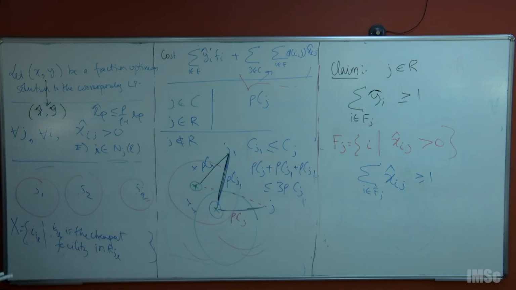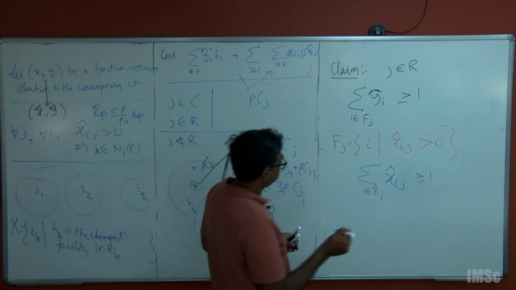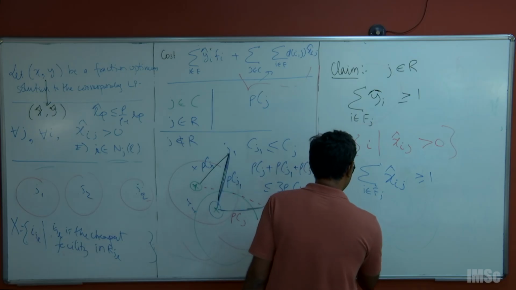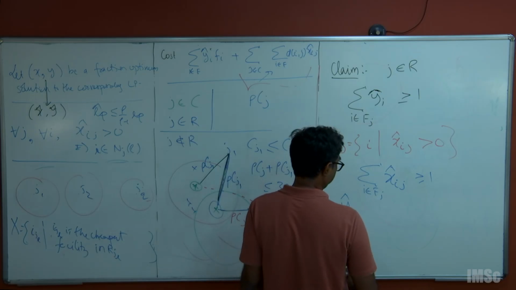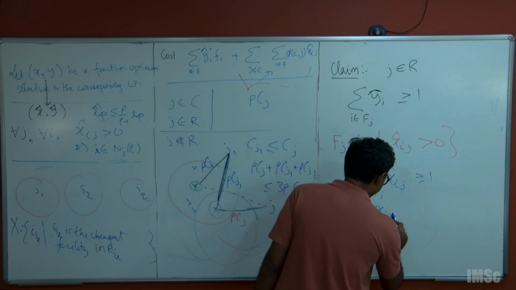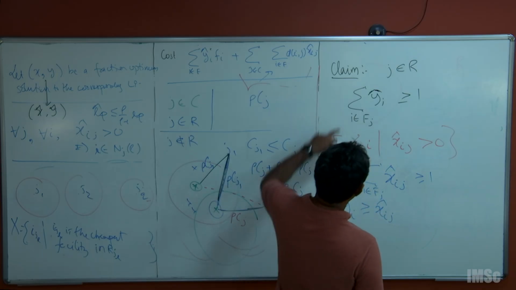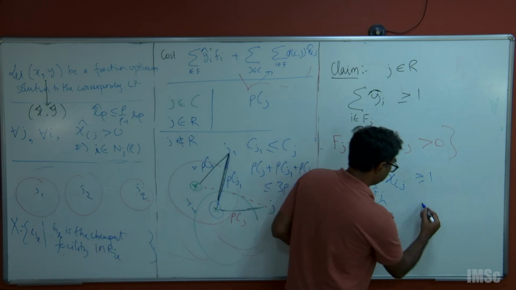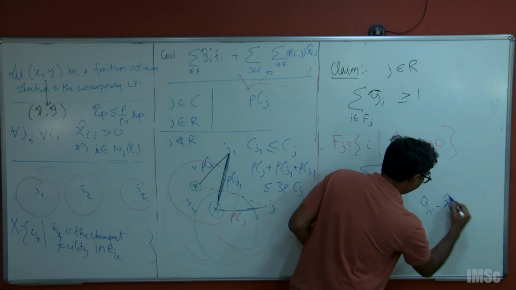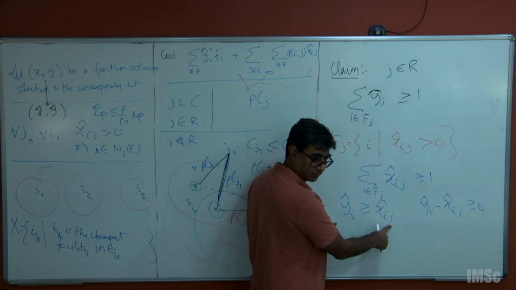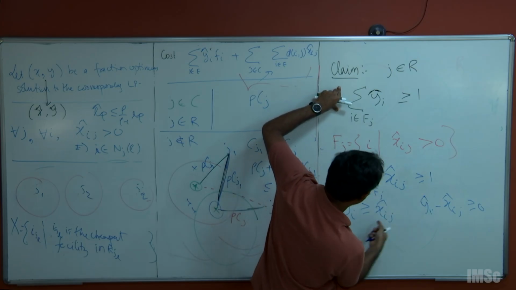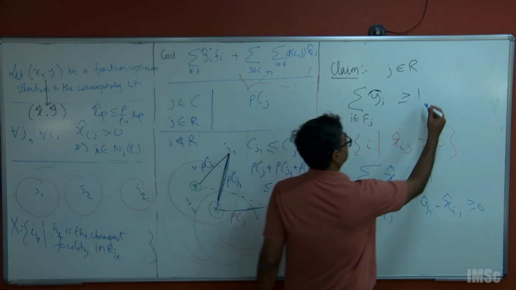So what do you know from here? This implies that yi hat is greater than or equal to xij hat. If I sum over this I will get it. I also had yi hat minus xij hat greater than or equal to 0 for each i, which implies this. Now if I sum them up, on the left hand side I get the sum of yi hat, and on the right hand side I get this, which is at least 1. Done.